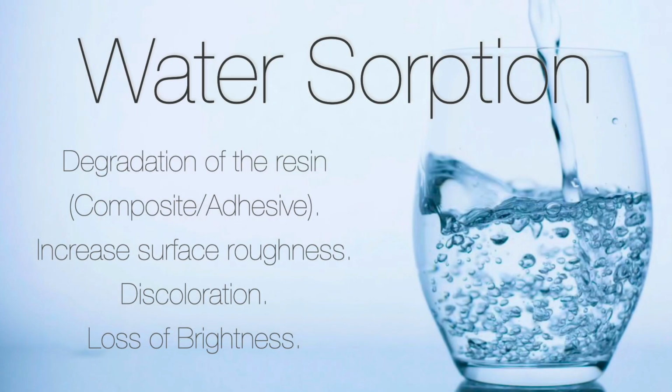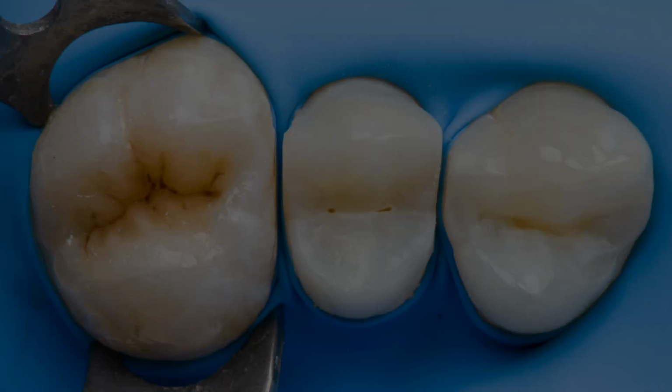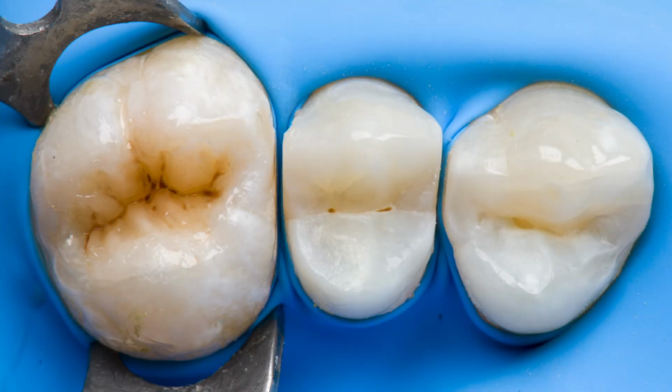The water absorption is the second problem, and all the materials available absorb water because we are working in a humid environment. The problem with composite is that it affects the internal composition and the properties. So the water absorption leads us to degradation of the resin, increased surface roughness, discoloration, and loss of brightness. The only way we can avoid the water absorption during the whole procedure is with a complete isolation of the operating field.